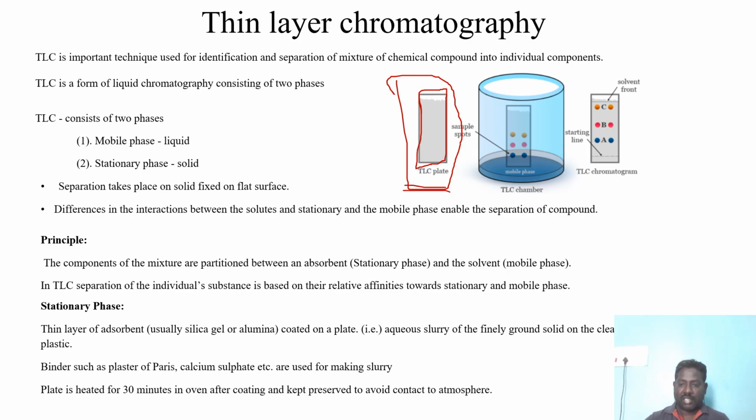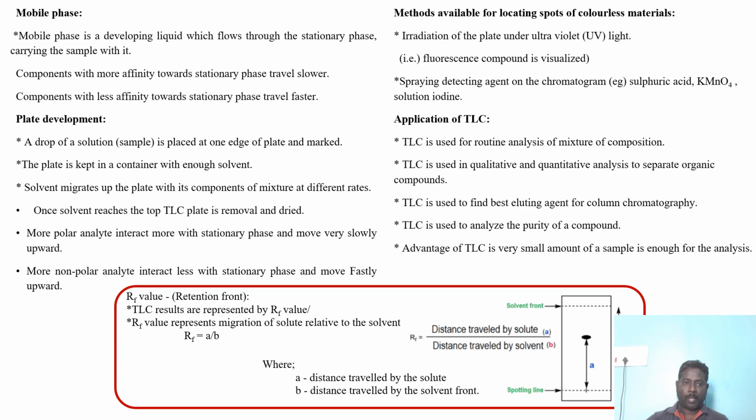Once the TLC plate is ready, the substance or the mixture to be identified or separated is made into a liquid. If the substance is a solid, you have to decide on a suitable solvent and dissolve it to make a liquid. Once the thin plate is ready, what you have to do is choose a mobile phase.